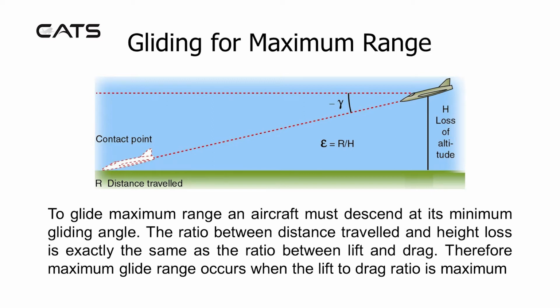Gliding for maximum range. To glide for maximum range, an aircraft must descend at its minimum gliding angle. The ratio between distance travelled and height lost is exactly the same as the ratio between lift and drag. Therefore, maximum glide range occurs when the lift to drag ratio is maximum.